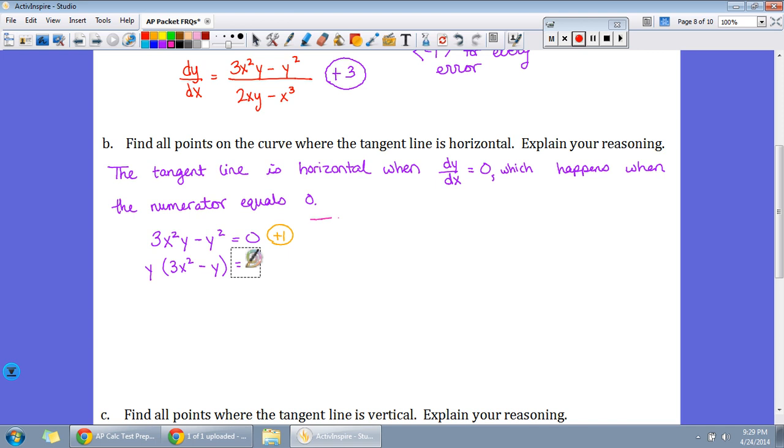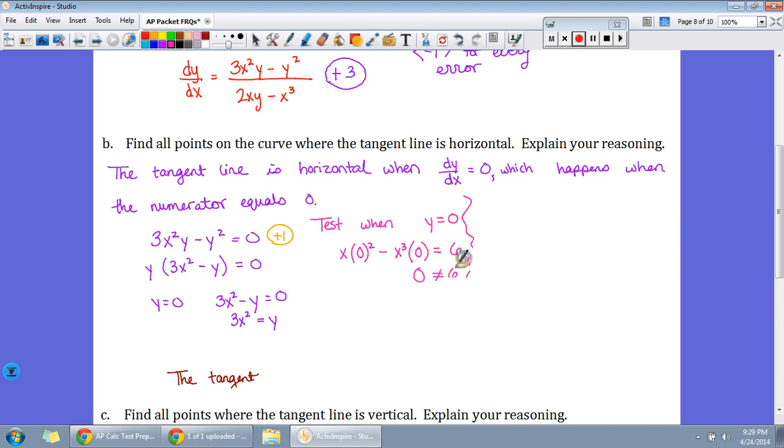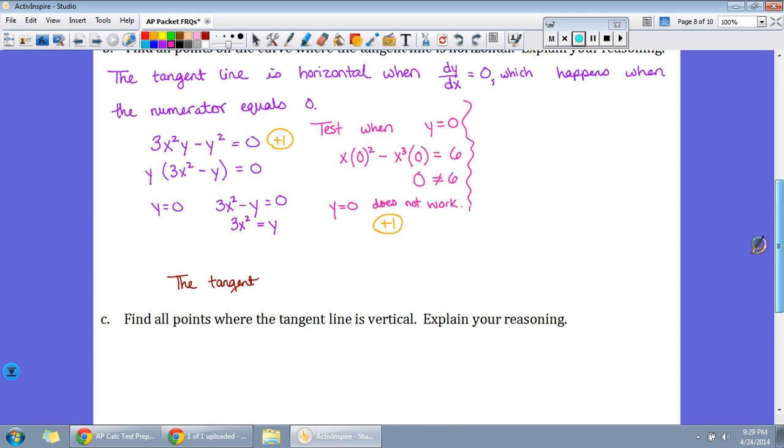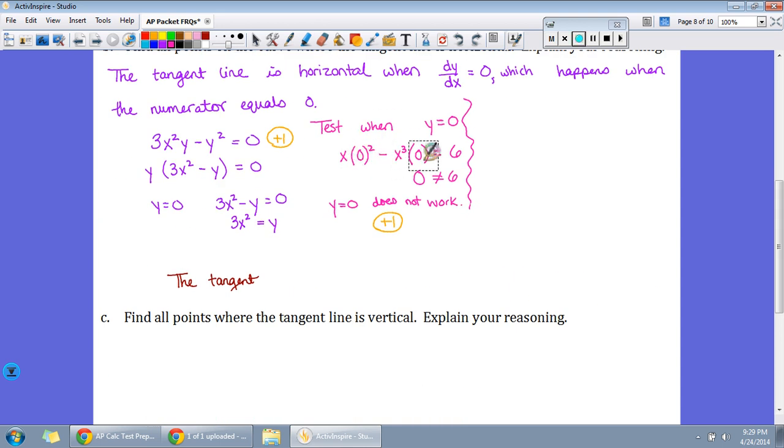If I factor out a y, you can have y equal to 0 or 3x squared minus y equals 0, and so 3x squared equals y. And then we're going to test when y equals 0. So, if you plug in 0 into your original equation all the way up at the top, we have x times y squared minus x cubed times y equals 6. But when you plug in 0, you're going to get 0 on the left and 6 on the right, and that doesn't work. You get 1 point for realizing that y equals 0 doesn't work.